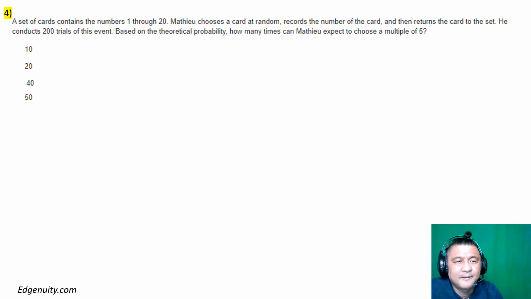Okay, last problem. A set of cards contains the numbers 1 through 20. Matthew chooses a card at random, records the number on the card, then returns the card to the set. He conducts 200 trials. Based on the theoretical probability, how many times can Matthew expect to choose a multiple of 5? Whoa. So let's write down all those cards.